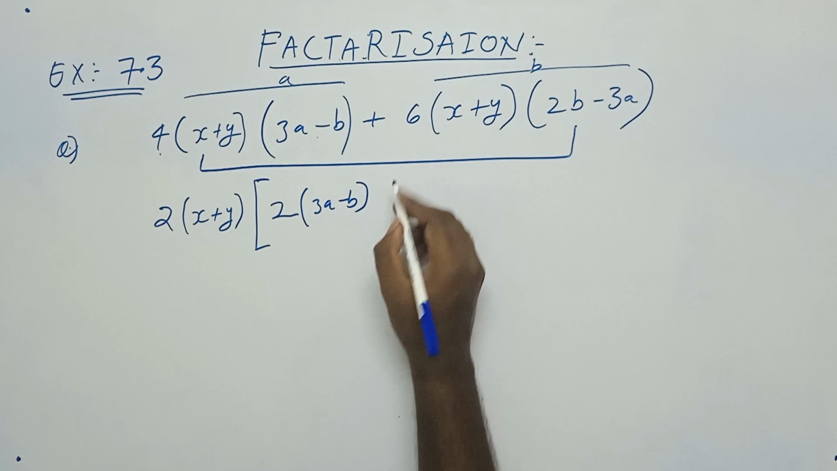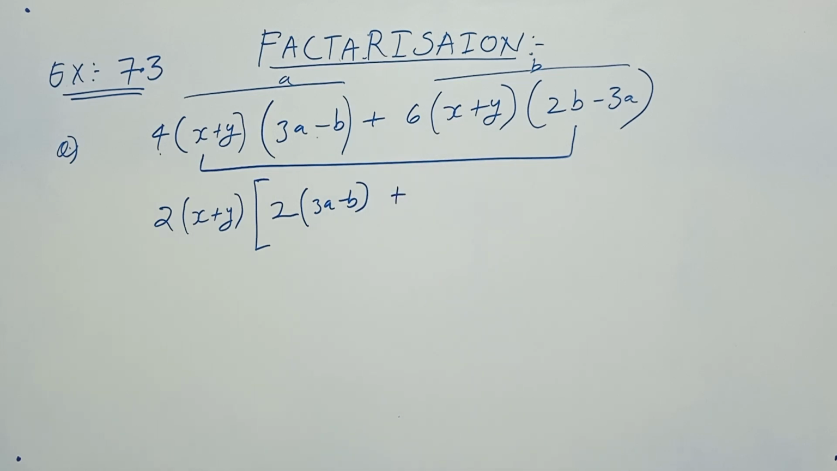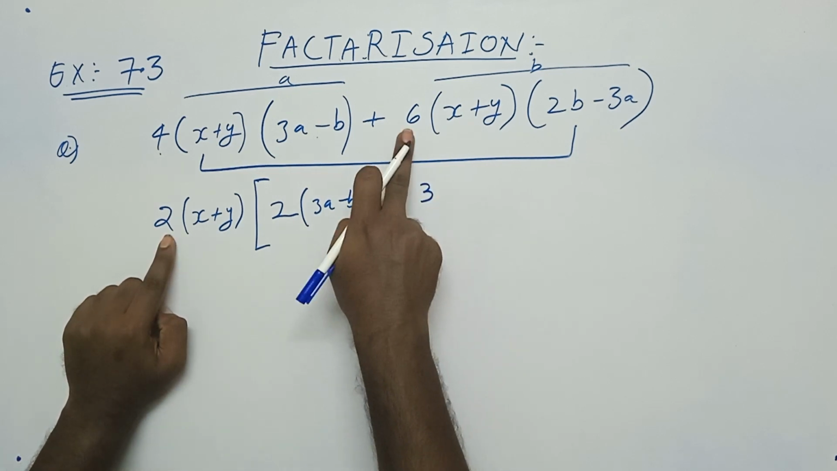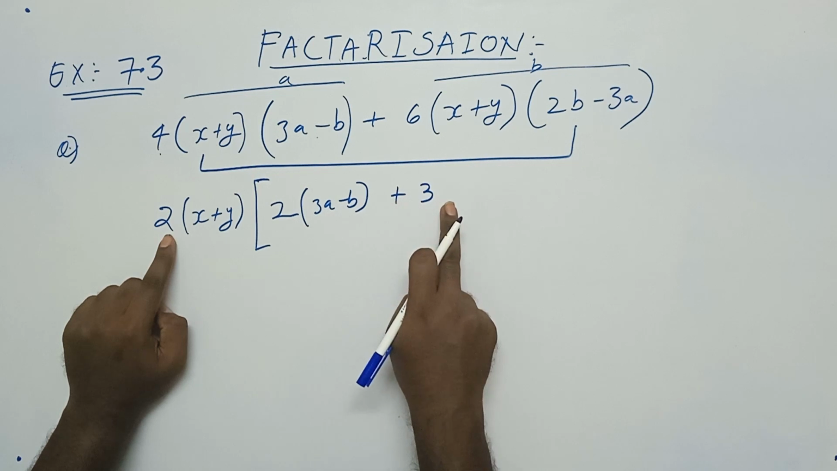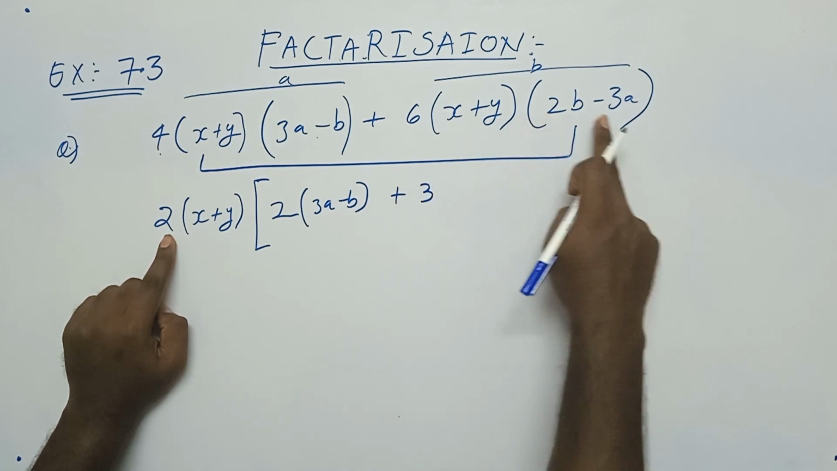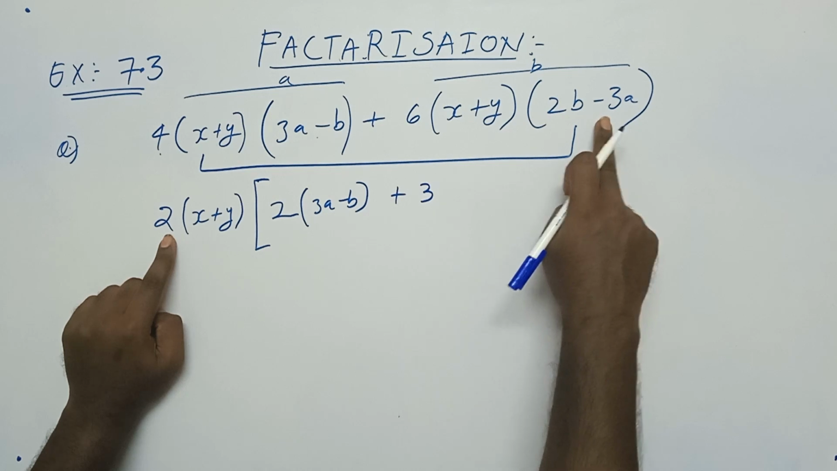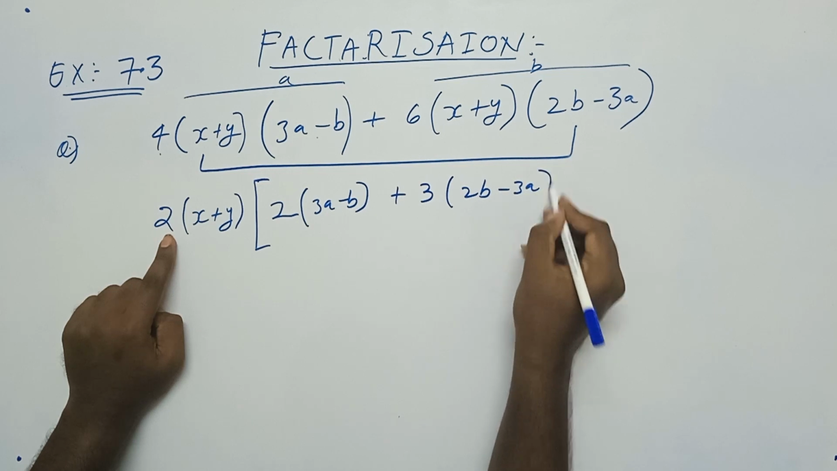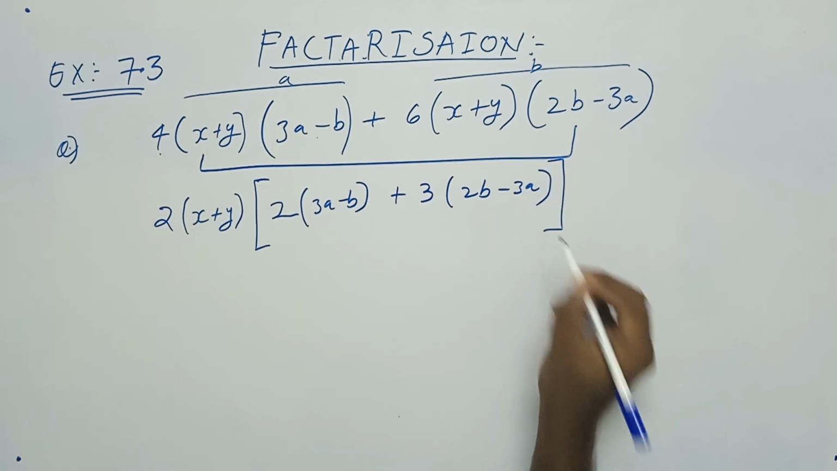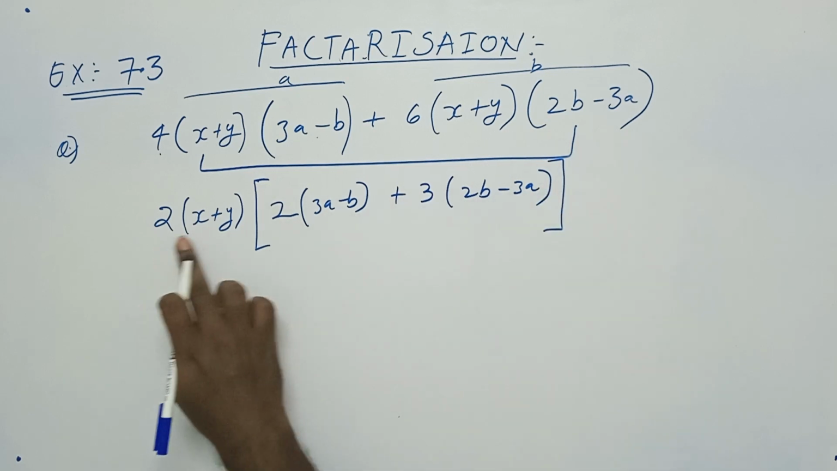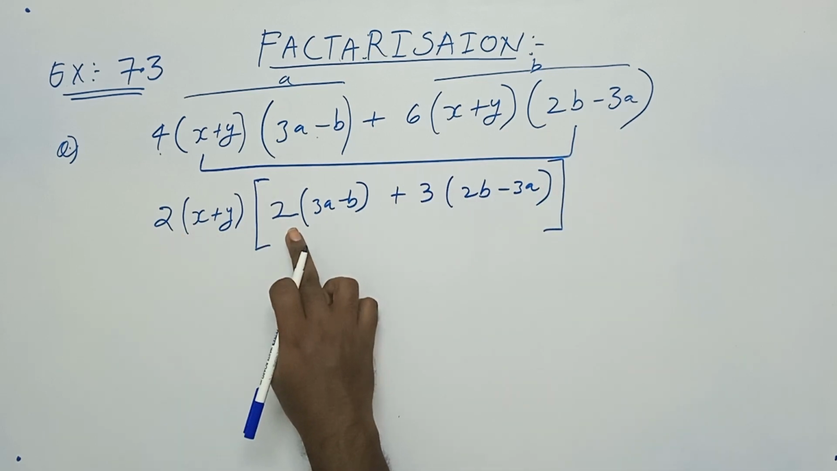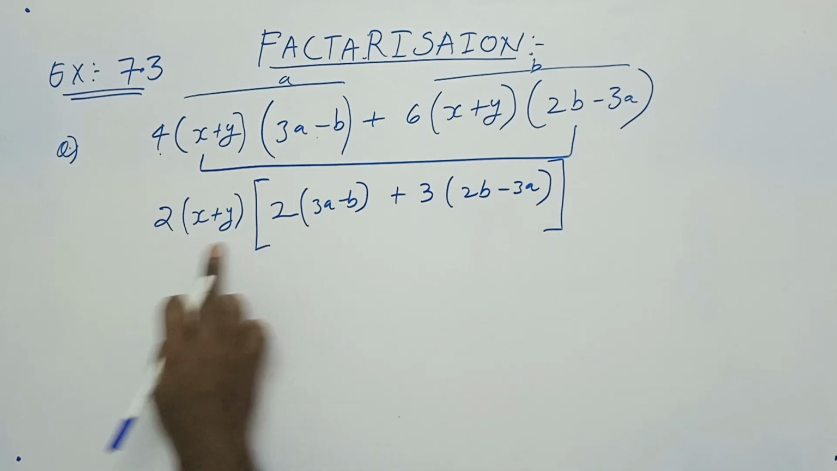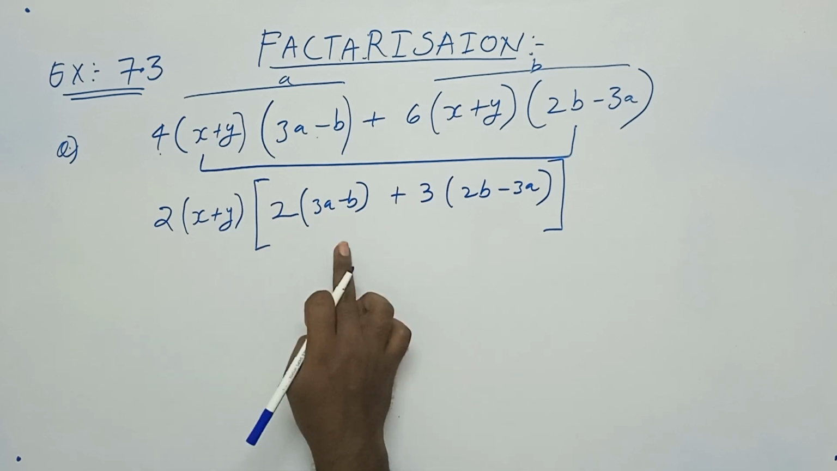Here we have a plus sign, so we keep the plus sign. Next, 2 threes are 6, and (x + y) times 1 is (x + y), and we have 2b minus 3a itself, so we write it directly. This is how we divide the whole expression by 2(x + y). The quotient we got is 2(3a - b) + 3(2b - 3a). We multiply the quotient by the HCF to get the product of factors.